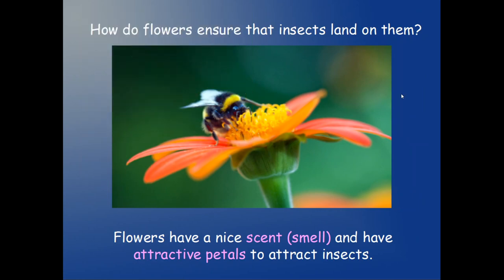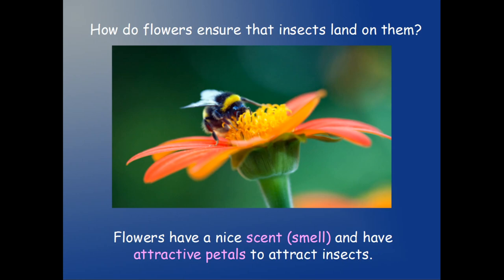So how do flowers ensure that insects land on them? Well, first of all, the scent, the smell, alright? Scent is a nice smell. So flowers smell very nicely. Very good. So insects love it. And love it because they feel that they are gonna eat. They are gonna find that nectar that we were talking about. Alright, it's a sticky thing, very sweet, that insects love.